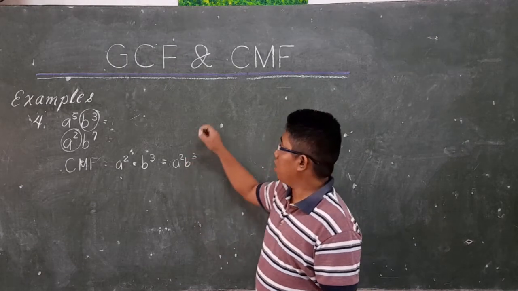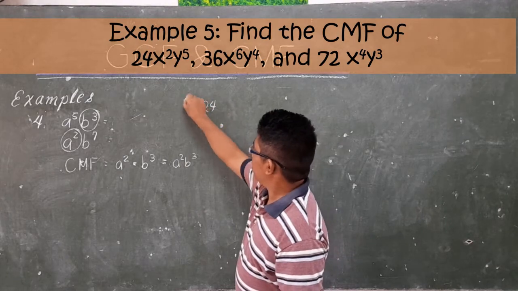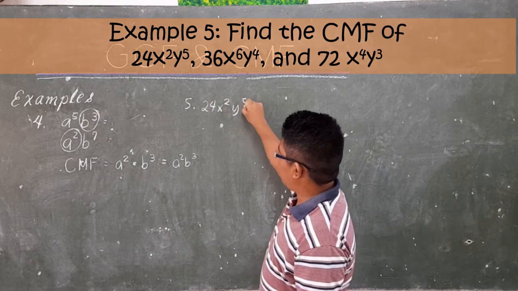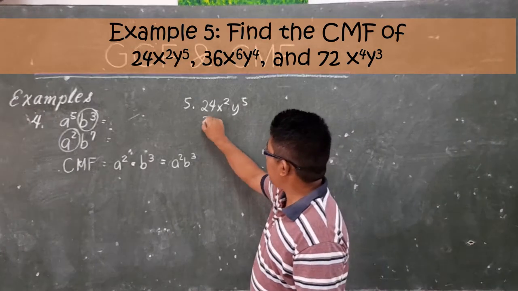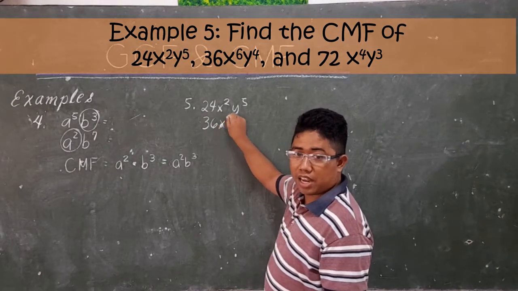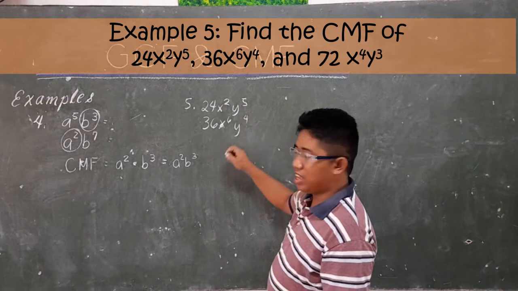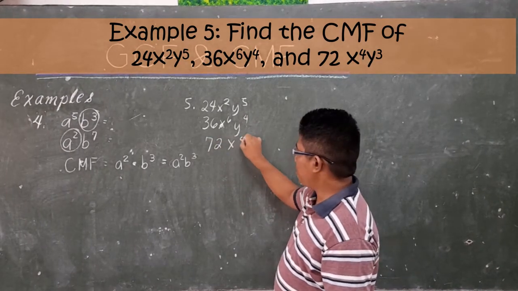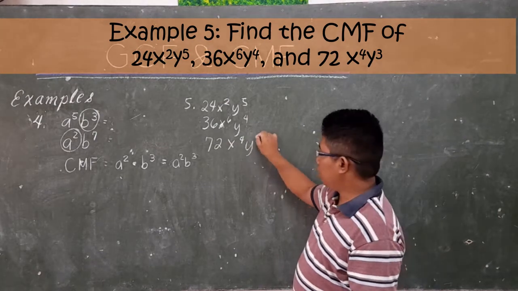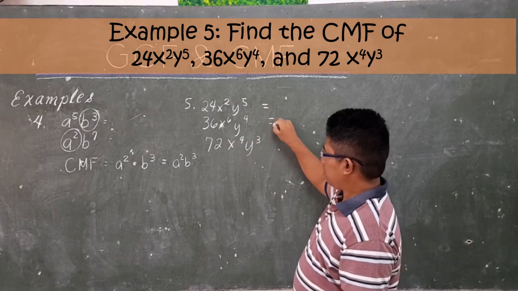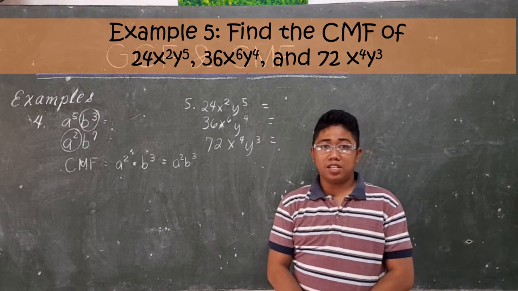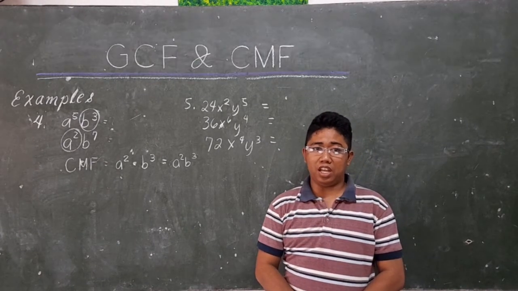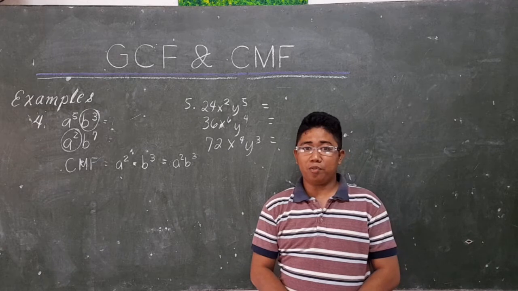And the last example: 24 x raised to the power of 2, y to the power of 5. The second one is 36 x to the 6th, y to the 4th power, and 72 x to the 4th power, y cubed. So express as a factorization form these three monomials. So let us start with the first.